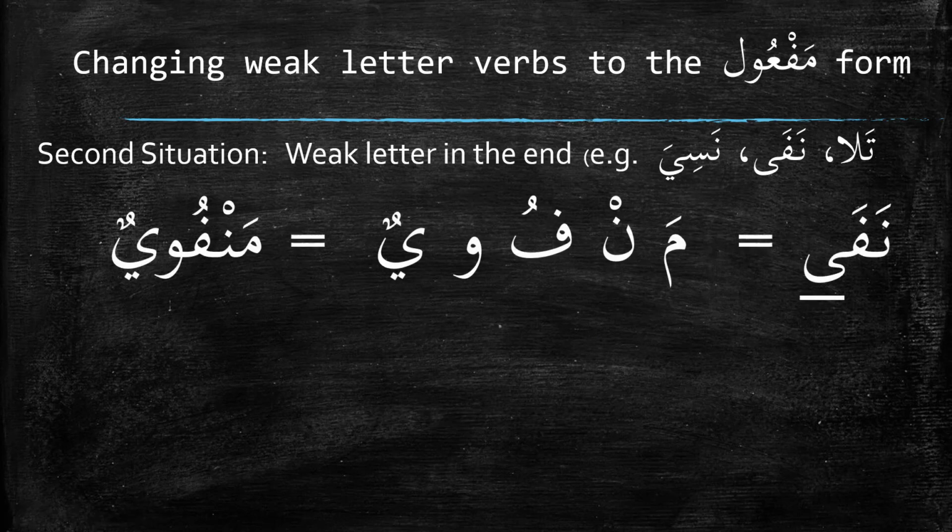So we want to look now at our next one, which is nafa. Again, we want to look at that weak letter. We see it's alif maqsura, which means that the original letter is a ya. So we're going through our same process. Meem with a fatha, same. Noon with a sukoon, same. Sukoon on the first letter. Fa with the dhamma, same. Waw, same. And then we get the ya with the two dhammas on it. So we have manfuyun.